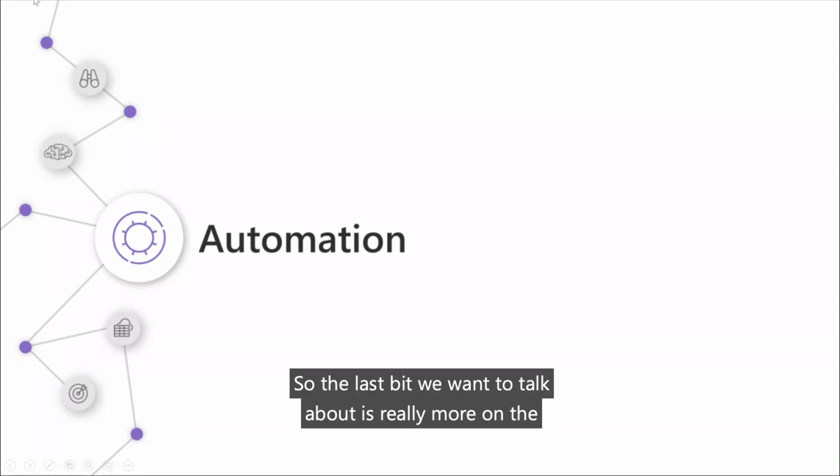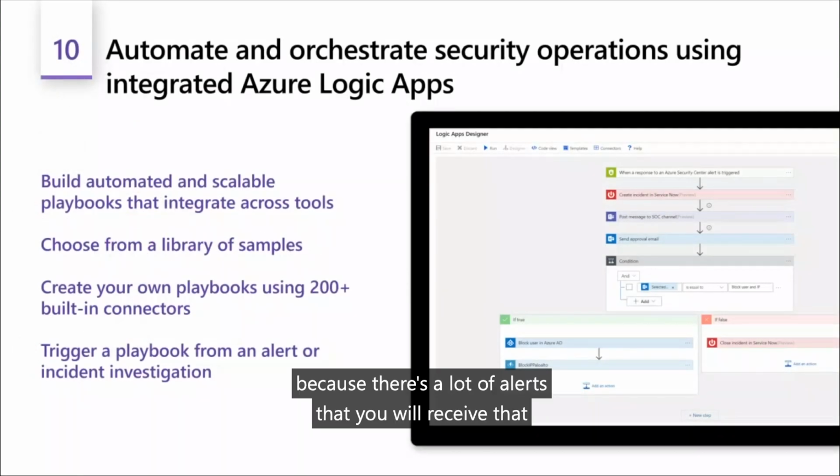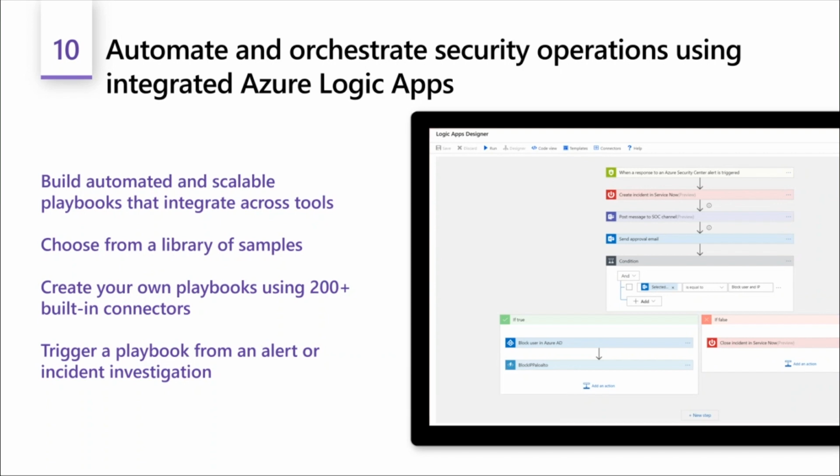So the last bit we want to talk about is really more on the automation piece. This is really critical in a SIEM, just because there's a lot of alerts that you will receive that should be acted on immediately without analyst intervention, right? Let's say it's an IOC match. Let's say it's a known malware, it's a known malicious activity.